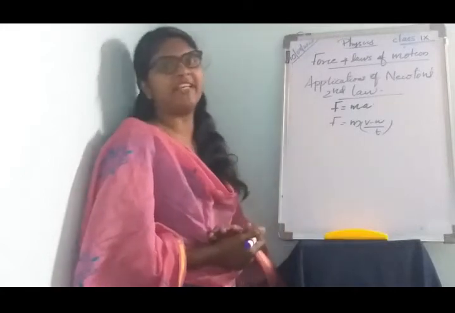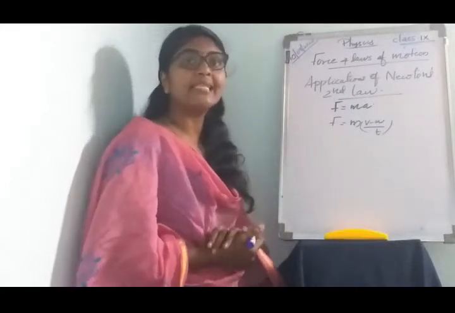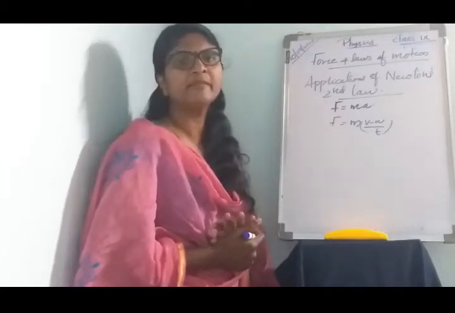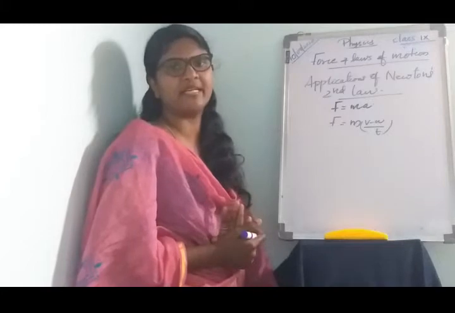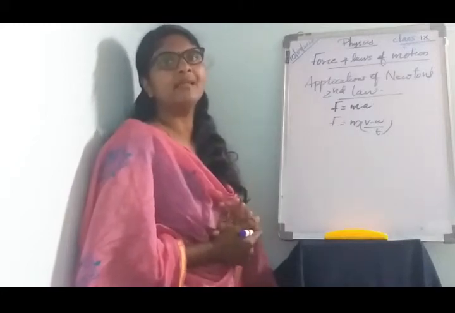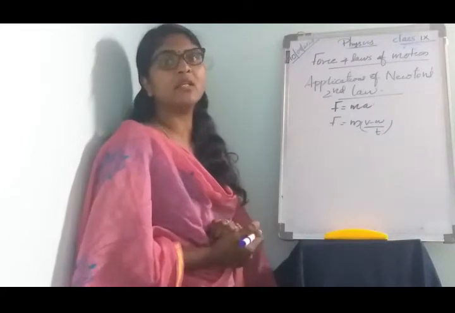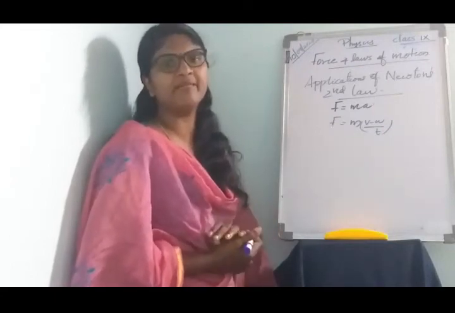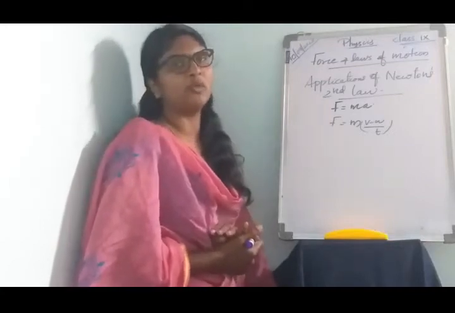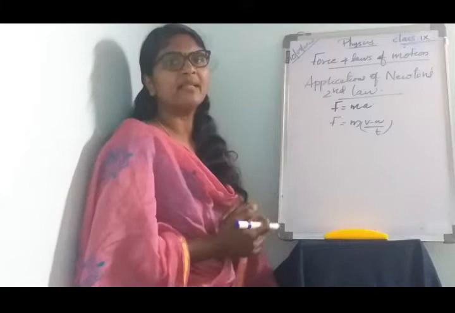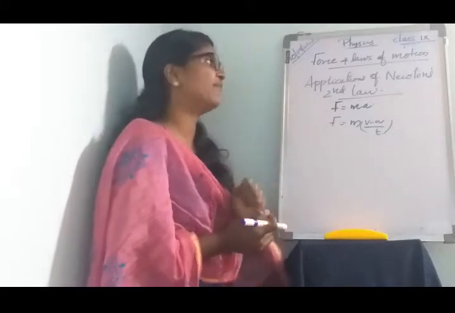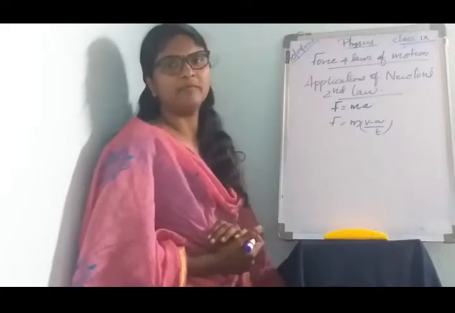And the third application is in athletic events like high jump and long jump, where the players are provided with a heap of sand or cushion on the ground to fall on. What is the reason why these players are provided with a heap of sand or cushion? That can be explained with the help of Newton's second law.